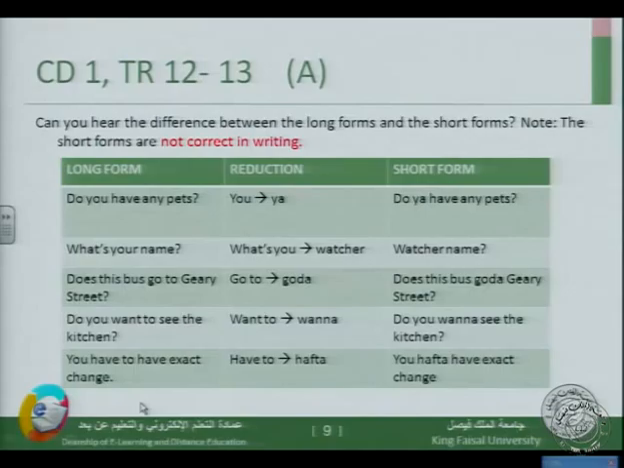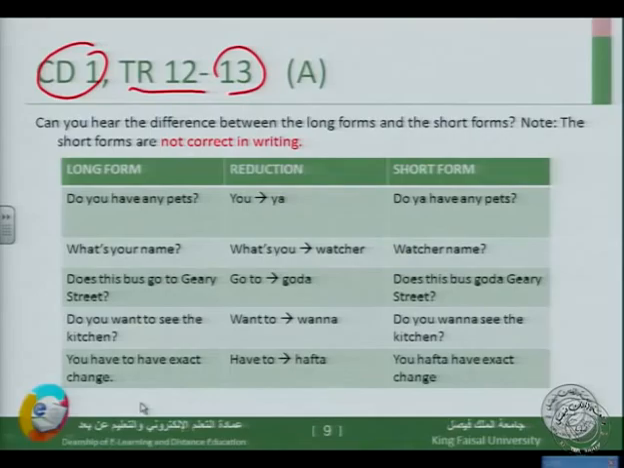Also here, you can hear the difference between these long forms and short forms on CD1. You can go to tracks 12 and 13 on your textbooks, but that's fine. I'm also going to speak them out now. However, you need to remember that all of these reductions are only used in spoken English. You can't use them in writing. It's incorrect. Okay, let's start with the first one.